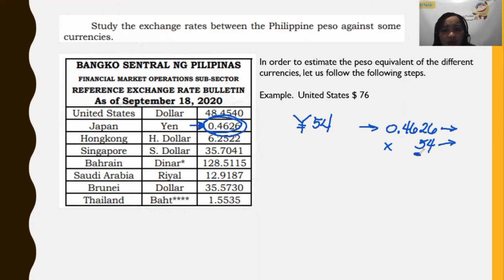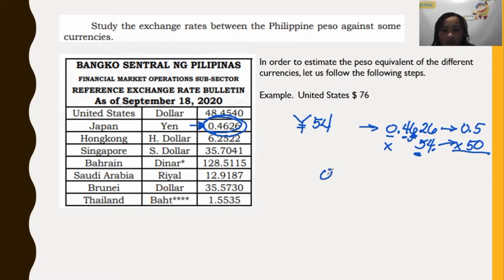Ang 5, i-round natin. Ang katabi niya ay 4. So, it should be round down. Magiging 50. And here, wala naman. Hindi naman pwedeng maging 0 siya, diba? So, if we have decimal, i-round natin siya to the nearest decimal. So that is 4, ang katabi niya ay 6. Kapag daw ang katabi ng number ay 5, 6, 7, 8, 9, we should round up. Yung 4 magiging 5. So the answer is 0.5 times 50.